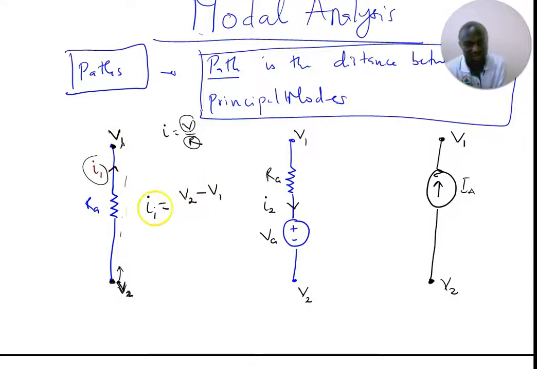And aside from that, there's no voltage supply here. So in that case, I'm going to divide it by the resistance. How many resistances do you have here? I have only one resistor, so it's going to be RA.